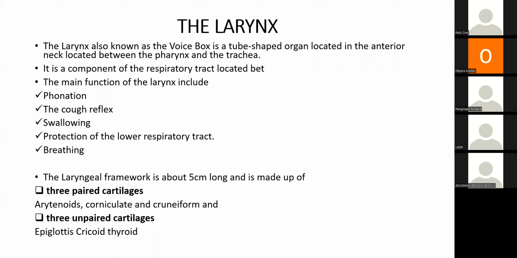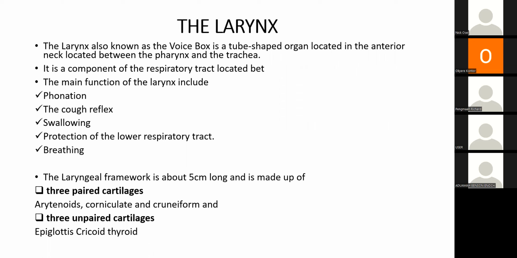Yes, and now we come to the larynx. So the larynx, also known as the voice box, is a tube-shaped organ located in the anterior part of the neck, usually between the pharynx and the trachea. So we have the nasal cavity, we have the pharynx, we have the larynx. Before we go to the trachea, we have the bronchus, the bronchiole, the alveoli, forming the typical respiratory tree.